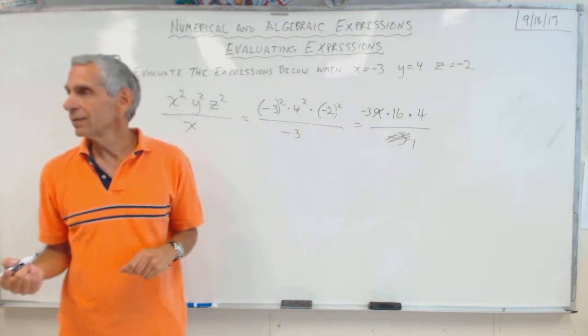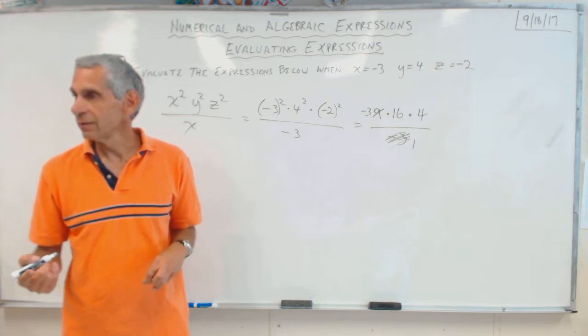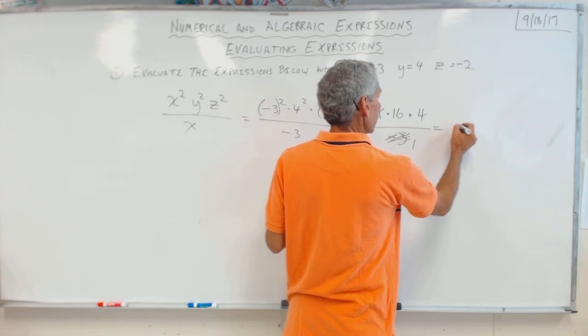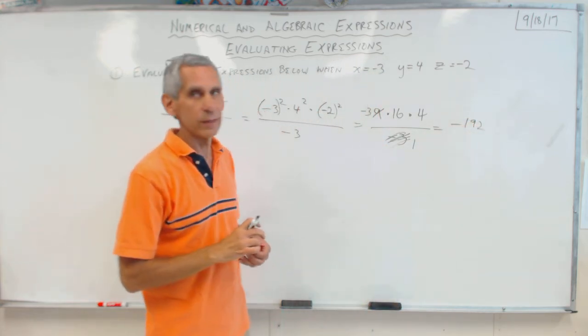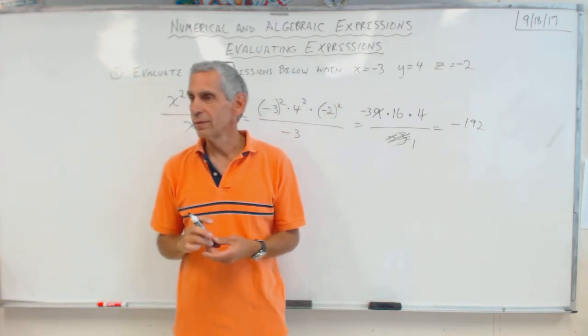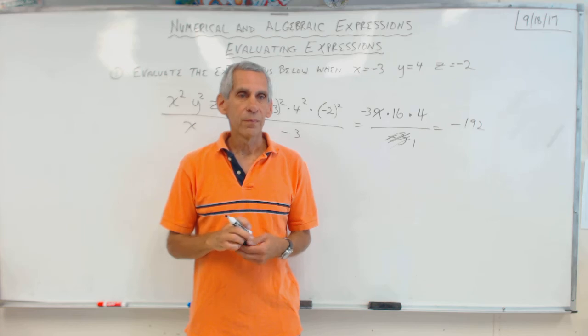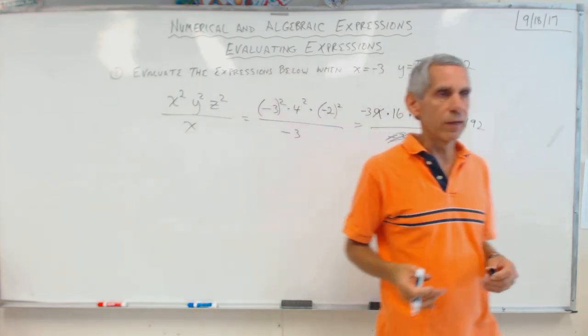Anybody know what that is? Negative 192. Is that right? Okay, well, I'll trust you. Negative 192. Because I don't know, 12 times 16? Sounds about right. About there somewhere. So good. Does everybody understand this in general? It makes sense, right? Evaluating these things?